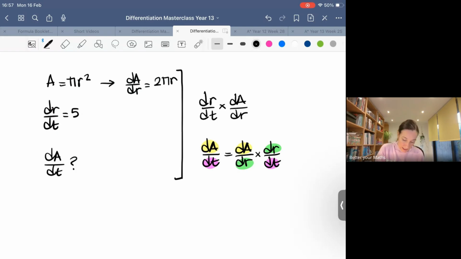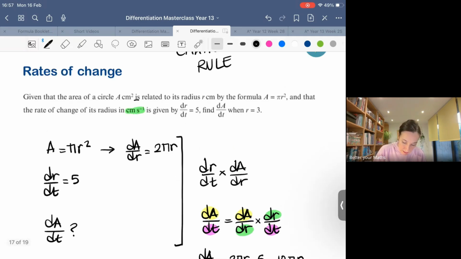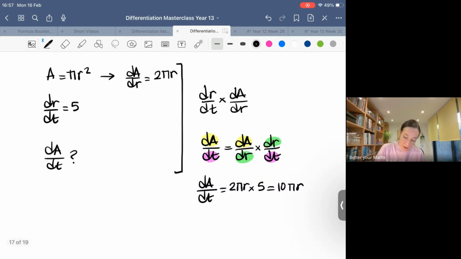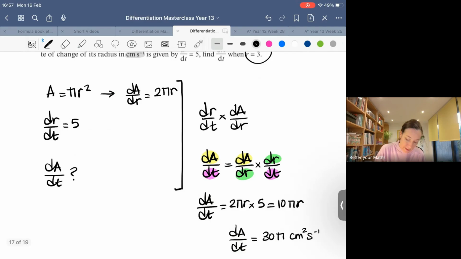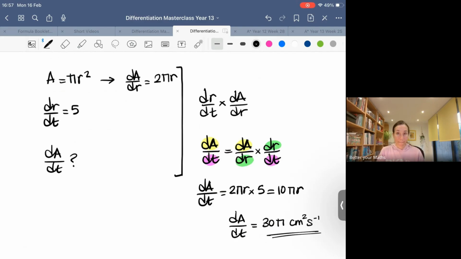So this is telling me that dA by dt is 2 pi r multiplied by dr by dt, which is 5. So this is 10 pi r. And now they ask me about r, whatever. Then I substitute. When r is 3, I substitute the r by 3. When I substitute the r by 3, I have 30 pi. Area is centimeters squared. Time was in seconds. So centimeters squared per second. And that's what I do.